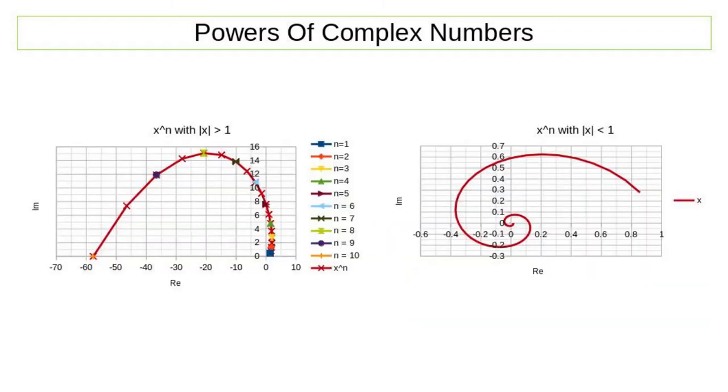We can try to visualize the shapes we obtain by calculating the powers of a complex number. As you can see on the left, if we calculate the powers of a number with absolute value greater than 1, the absolute value of that number will progressively increase. The resulting shape is a sort of spiral which enlarges as the exponents increase. On the contrary, as you can see on the right, if we calculate the powers of a number with absolute value lower than 1, the absolute value of that number will progressively decrease. The resulting shape is a spiral which shrinks as the exponents increase.